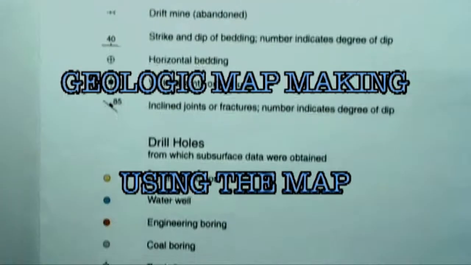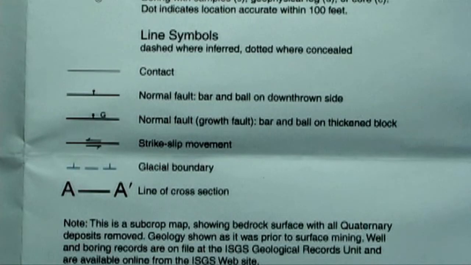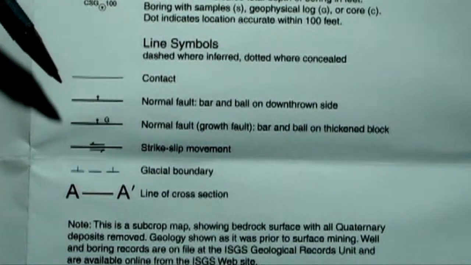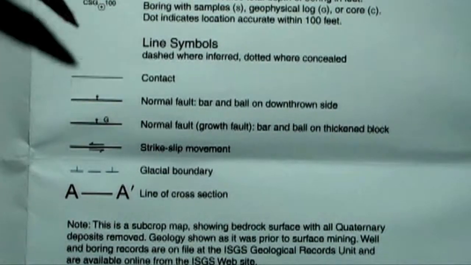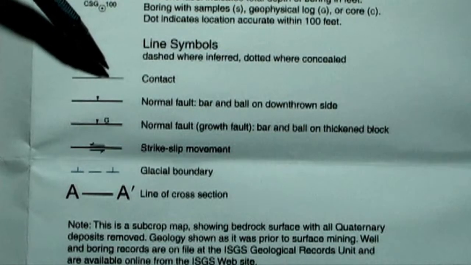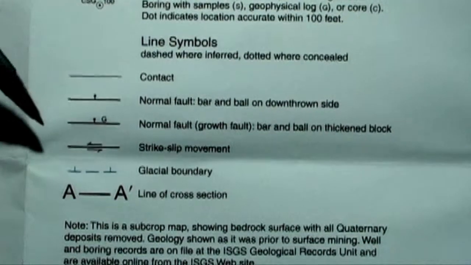This is the geologic map. We have the line symbols, and they are dashed where inferred and dotted where concealed. Where we have a fault, it can be a solid line, which means we're sure of it, a dashed line, which means we're pretty close, and a dotted line means we're not really sure.